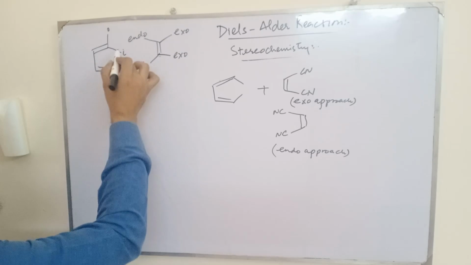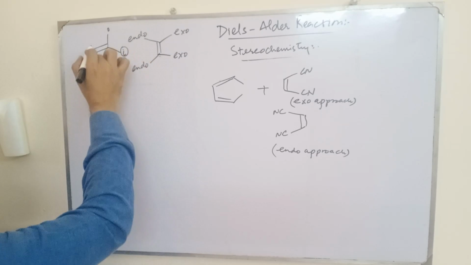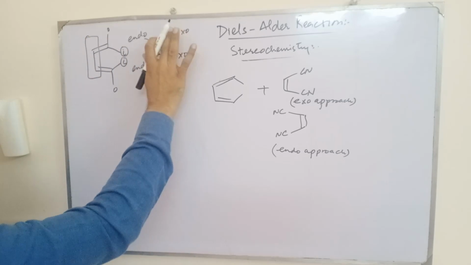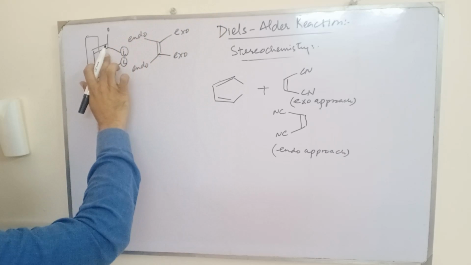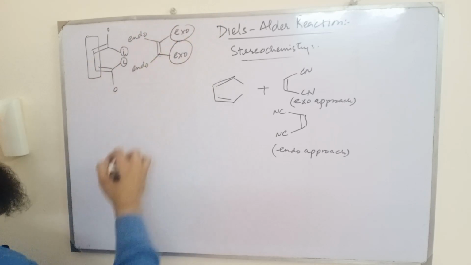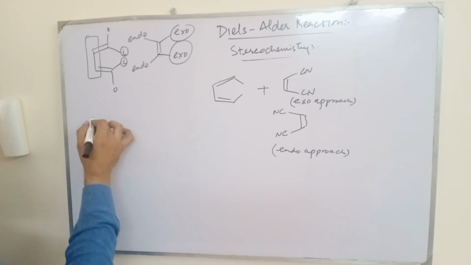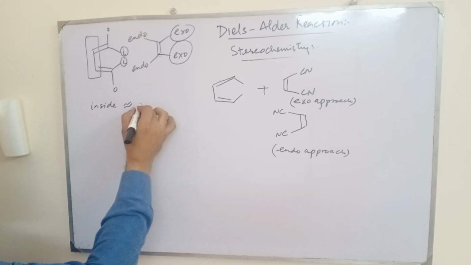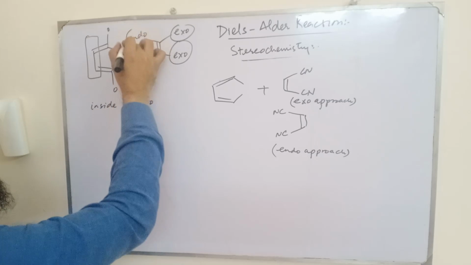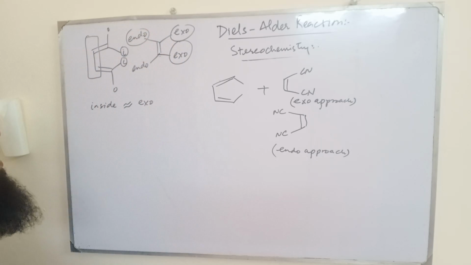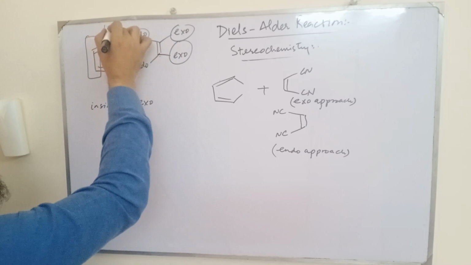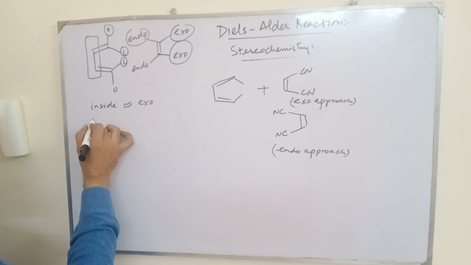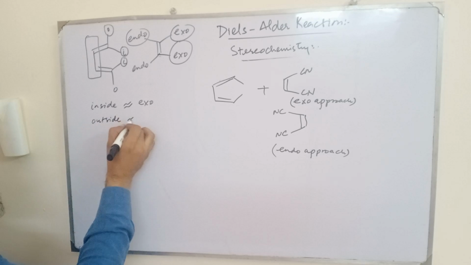And if we see that the inside substituents are far from the backbone of diene, just like in exo approach they are far from the backbone of diene. So inside and exo substituents would have almost the same stereochemistry. And endo substituents are coming towards the backbone of diene, and outside substituents are also nearest to the backbone of diene. So these two have the same stereochemistry.